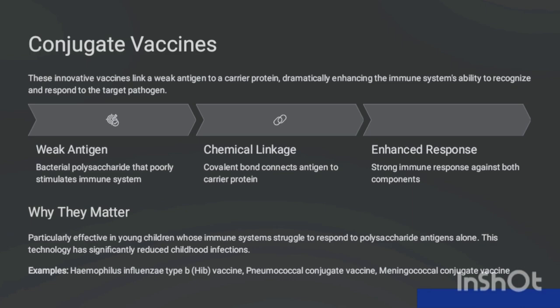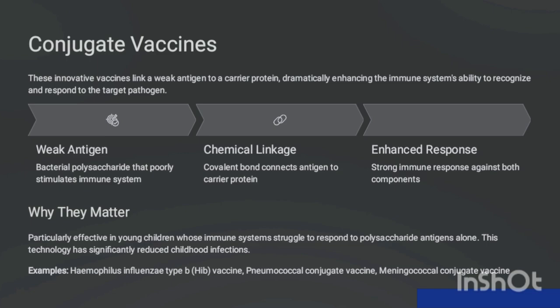6. Conjugate vaccines. These innovative vaccines link a weak antigen to a carrier protein, dramatically enhancing the immune system's ability to recognize and respond to the target pathogen. Weak antigen: bacterial polysaccharide that poorly stimulates the immune system. Chemical linkage: a covalent bond connects the antigen to the carrier protein. Enhanced response: strong immune response against both components.